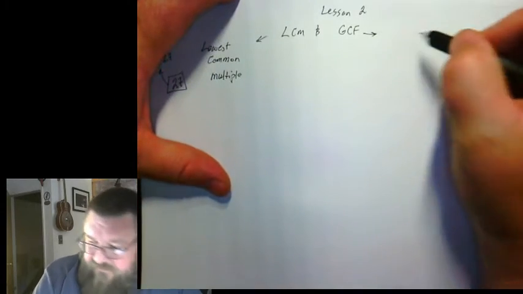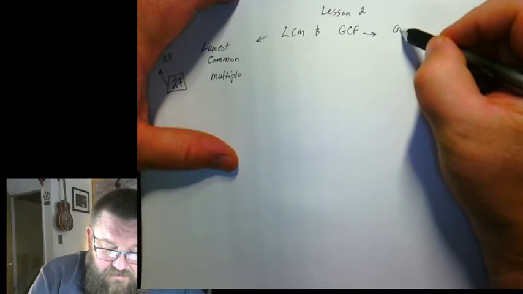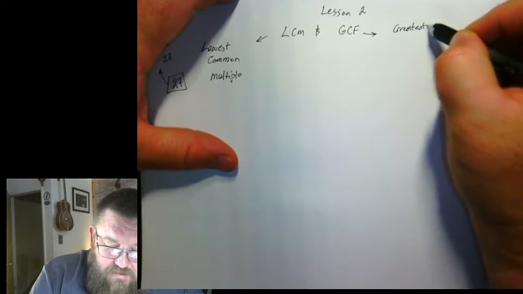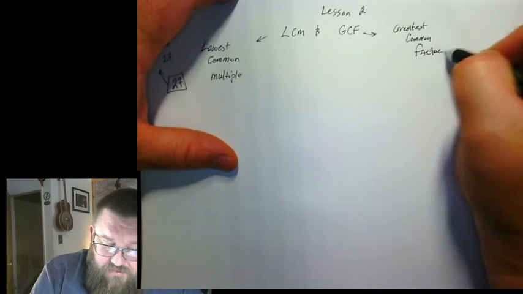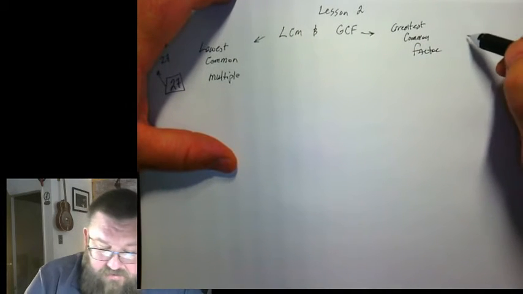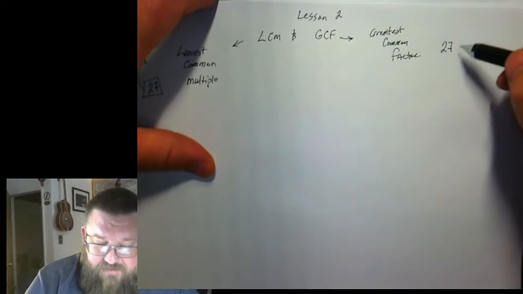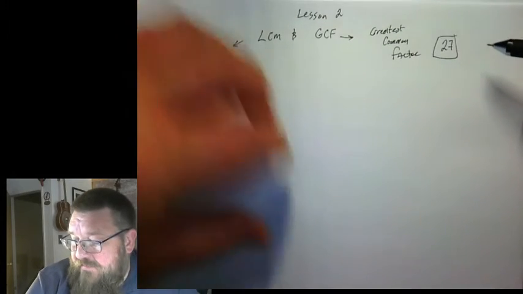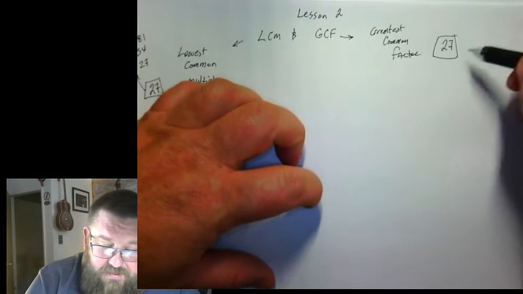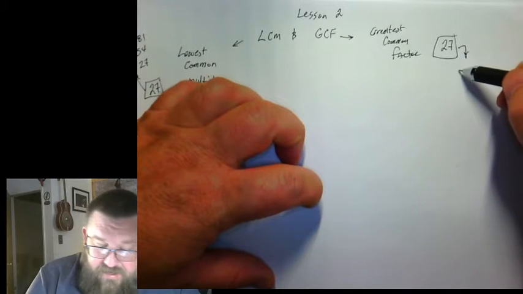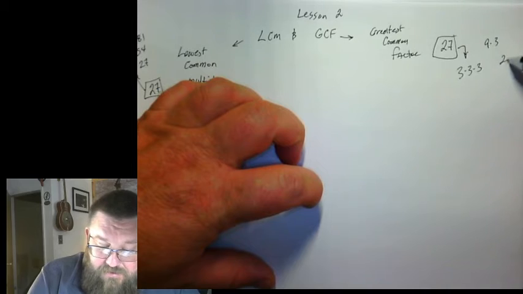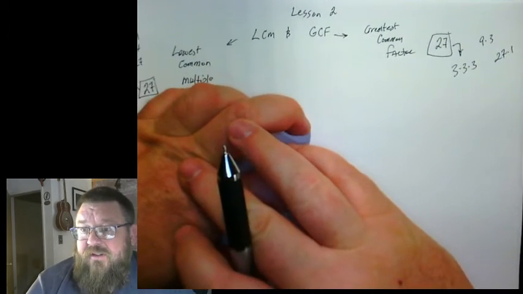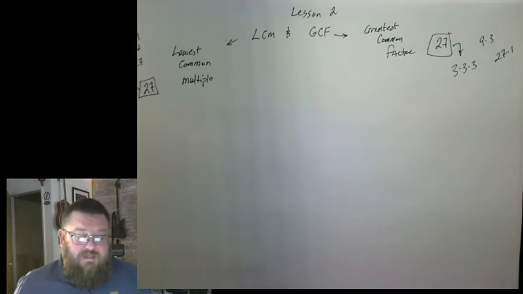Whereas greatest common factor, here's how those work. Let's say we're going to talk about the number 27. Factors are the multiplicative parts, the numbers that multiply together to make 27. So that could be 3 times 3 times 3. It could be 9 times 3. It could be 27 times 1. Those are all of the factors of 27.